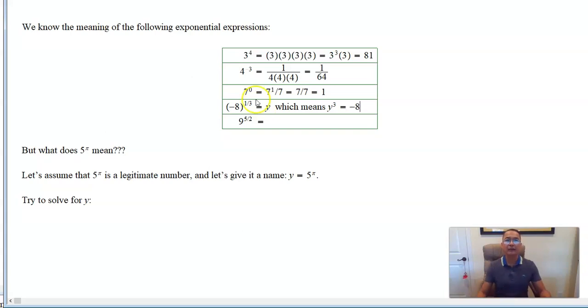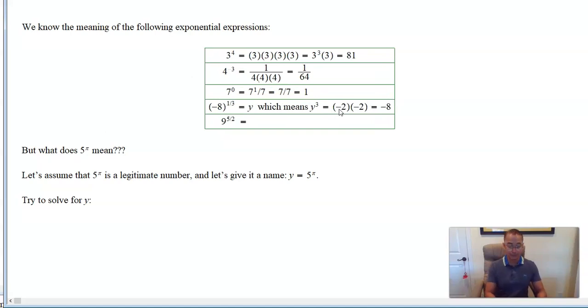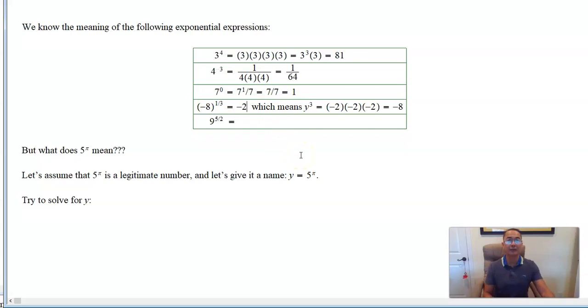So the 1/3 power comes as the inverse of the cubic function. We want to know what number, when you multiply it by itself 3 times, will give you negative 8. And of course, the answer is negative 2. Minus 2 times minus 2 times minus 2 gives you minus 8. And there's no other possibility because y cubed is a one-to-one function. So minus 8 to the 1/3 should be minus 2.